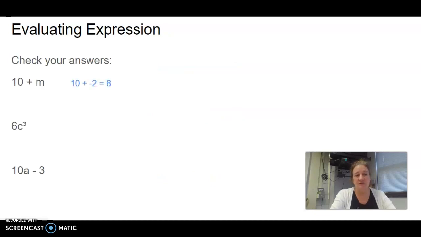If I put -2 in for 10, I get 8. If I put 4 in for C, remember the parentheses, I get 384. And if I put 2 in for A, I'm going to get 10 times 2 minus 3.